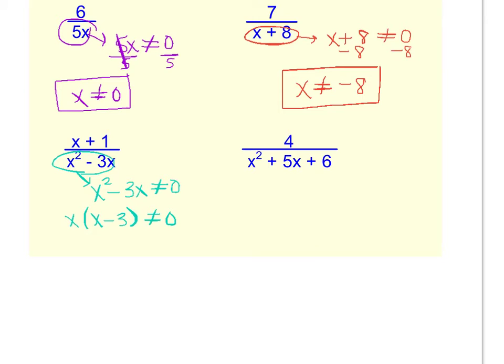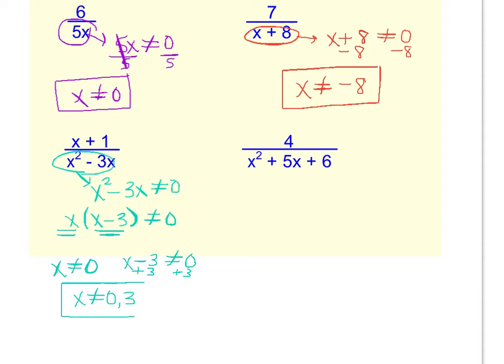So now that it's factored, you're going to take your factors and say that first x does not equal 0, and the other x minus 3 does not equal 0. Solve either of those for x to figure out what your excluded values, we're going to get 2 of them, will be. So the first one is x cannot equal 0. The second one, if you add 3 to both sides, you get a positive 3. So x cannot be a 0 and a 3. Those are the two numbers that, when plugged in for x, would give you 0 in the denominator.